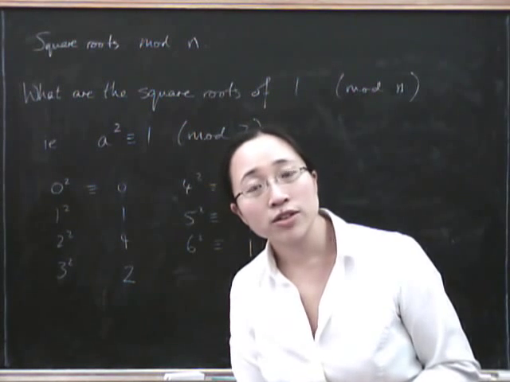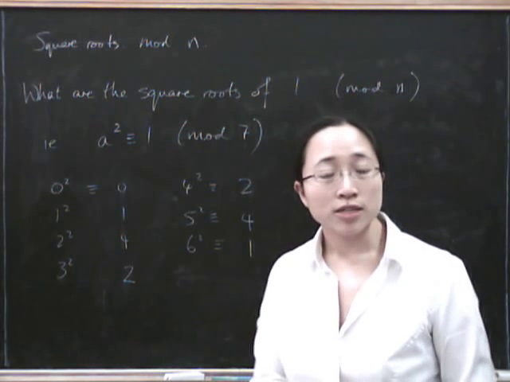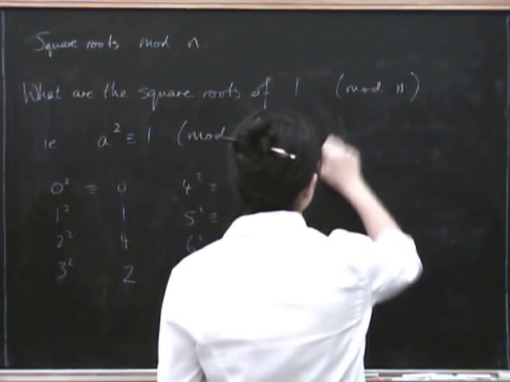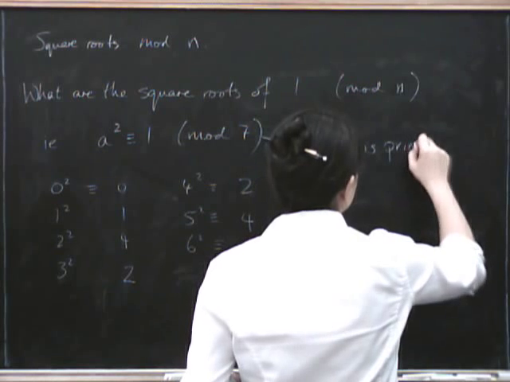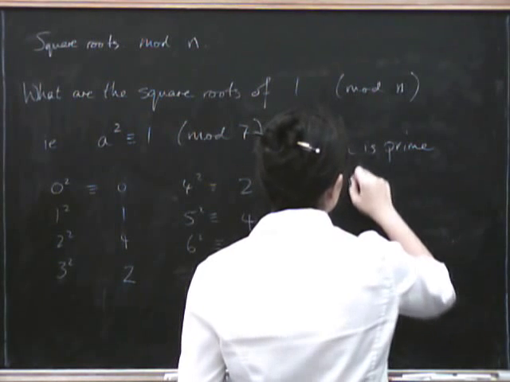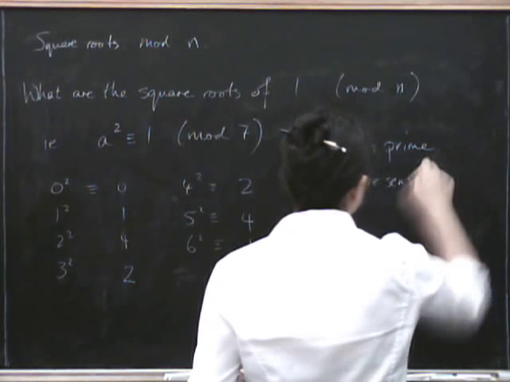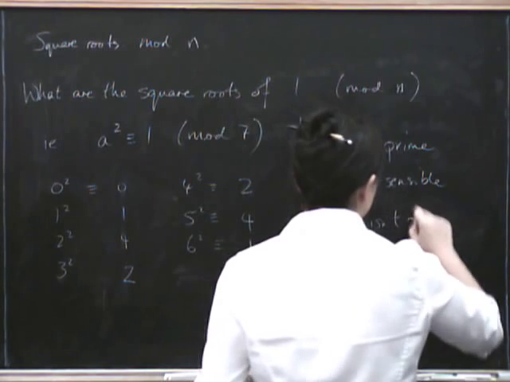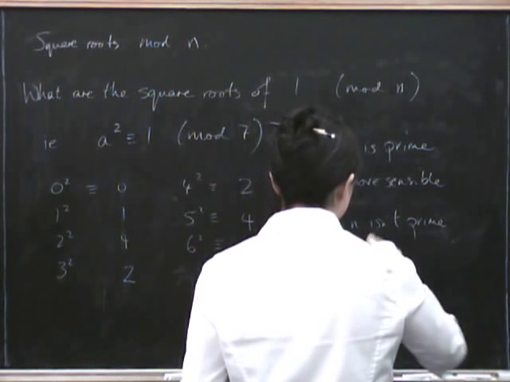Have you worked out what's going on? The answer is, it depends. Well, it depends whether n is prime or not. So if n is prime, then it's more sensible. If n isn't prime, weird things happen.